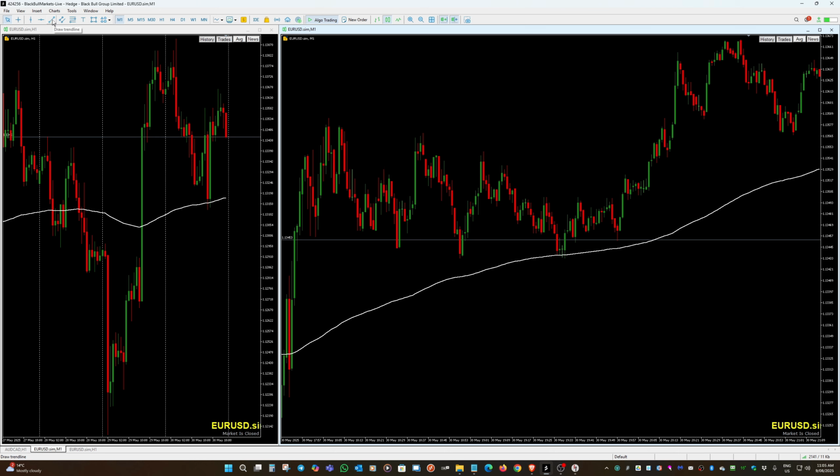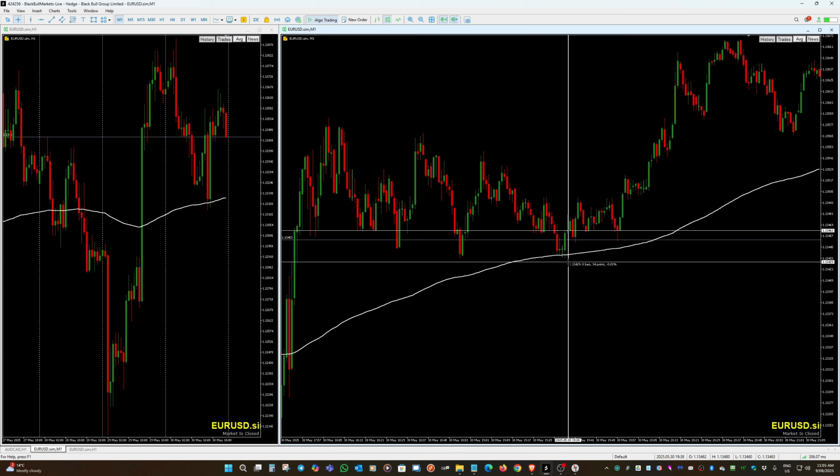Another example is right here. We can see that we had a string of 1 minute candles going short and then a close above, a change of direction, a change of structure. So this would be an entry.